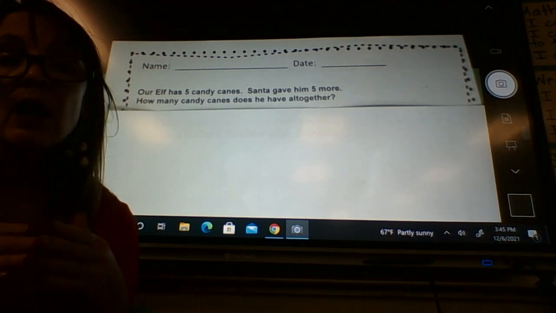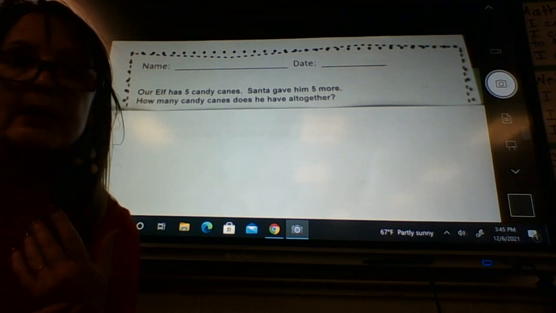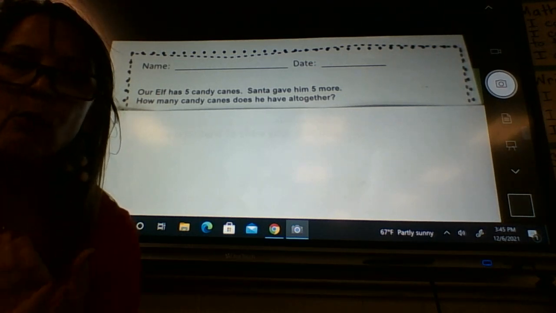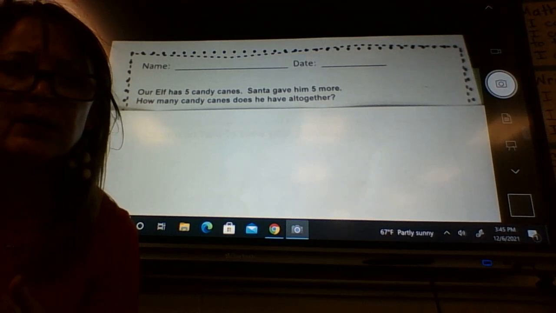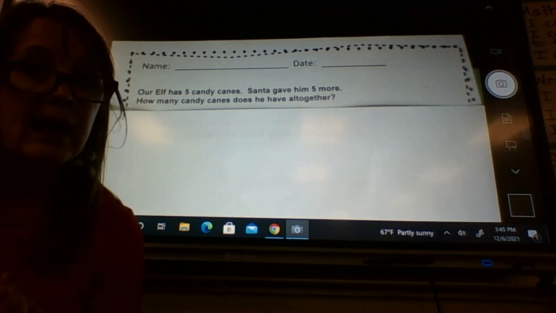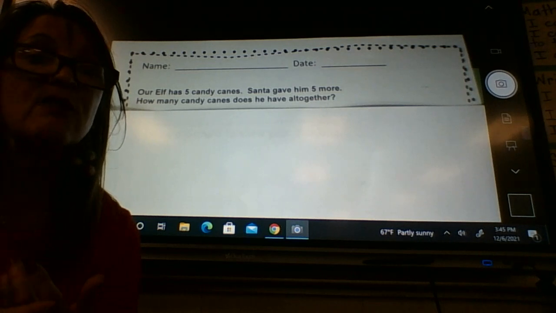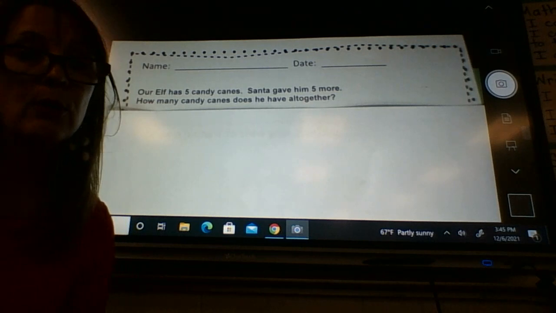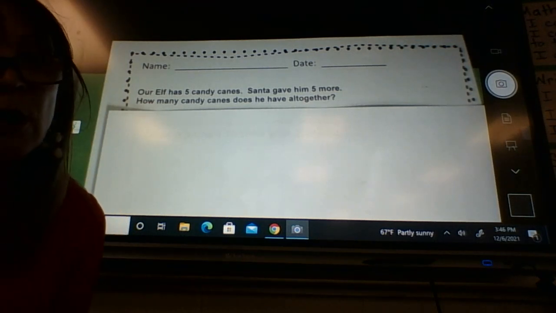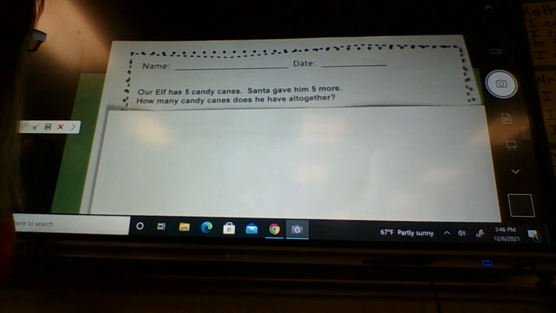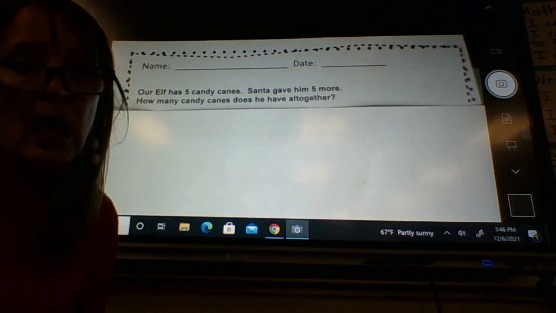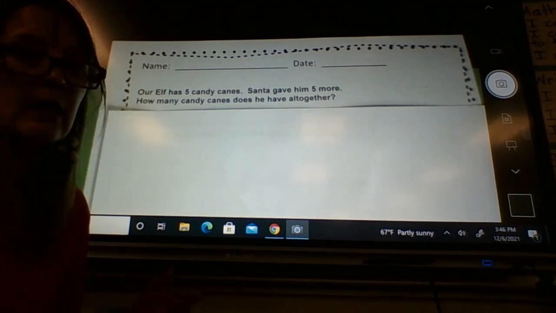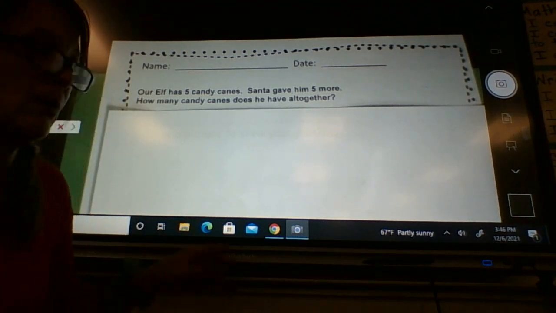Now sometimes you might want to have them retell the story. And then you want them to think about, what do they know? What happened in the story? And at the beginning, the elf has 5 candy canes. So we want to teach them to draw quick and efficient. When we draw our picture for the story, we don't want to go into a lot of detail drawing out an elaborate picture. We just want something quick to help us understand the problem.